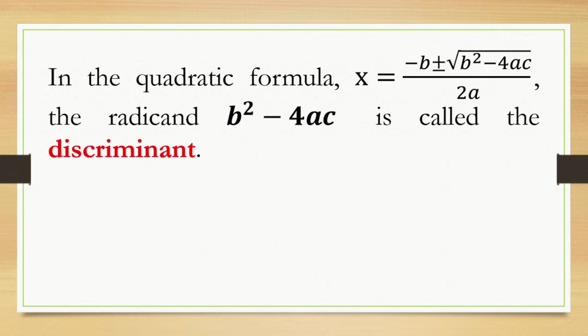In the quadratic formula, x is equal to negative b, positive or negative square root of b squared minus 4ac, all over 2a. The radicand b squared minus 4ac is called the discriminant. So itong b squared minus 4ac, ito yung tinatawag nating discriminant.